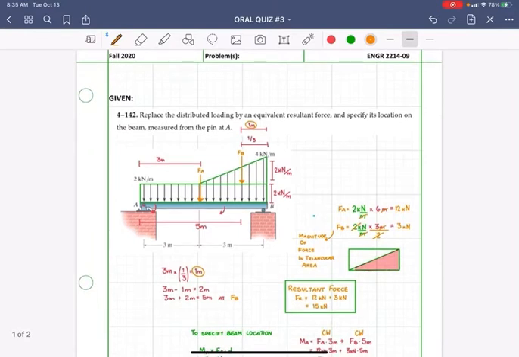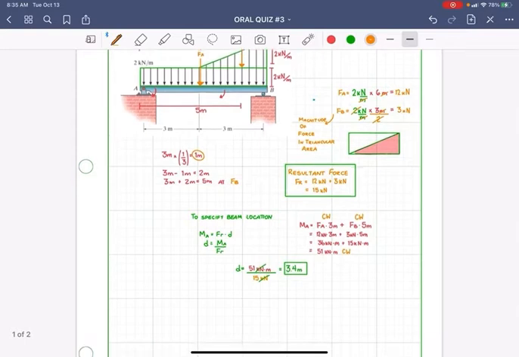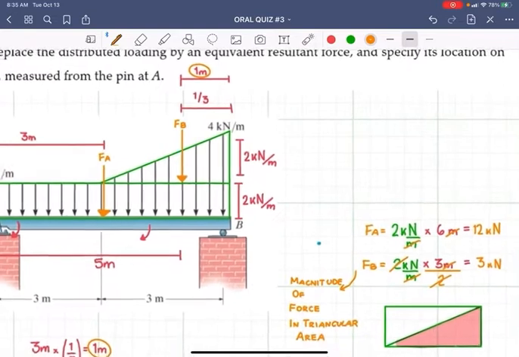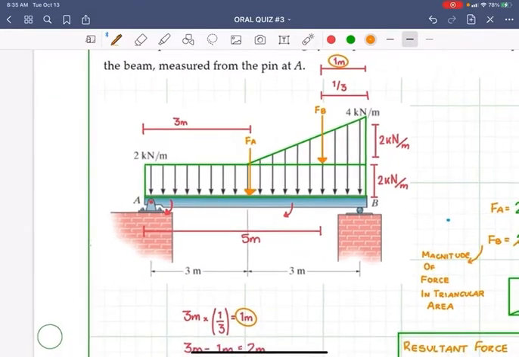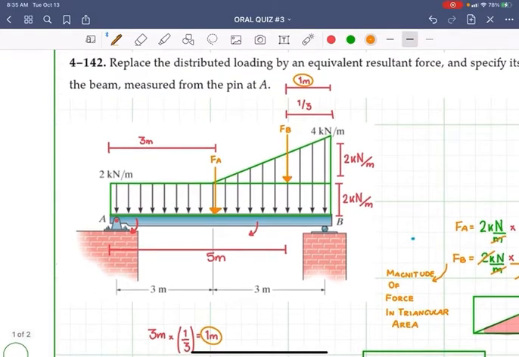Today I will be solving problem 142 from chapter 4. To start off, I drew on top of the drawing provided for this problem to visualize where my force A and B would be. Force A is drawn here because it's in the center of the beam, and force B is drawn about a third of the way into the triangle area here.